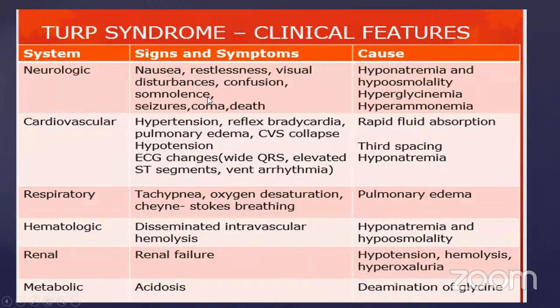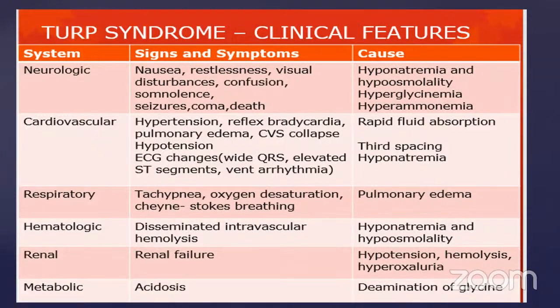The different systems involved in TURP syndrome are neurological system, cardiovascular system, respiratory system, hematological system, renal system, and metabolic system. The neurological symptoms that can be seen in TURP syndrome are nausea, restlessness, transient visual disturbances, confusion, somnolence, seizures, and coma. The main causes for these neurological symptoms in TURP surgery are hyponatremia and hypoosmolality, hyperglycemia, and hyperammonemia.